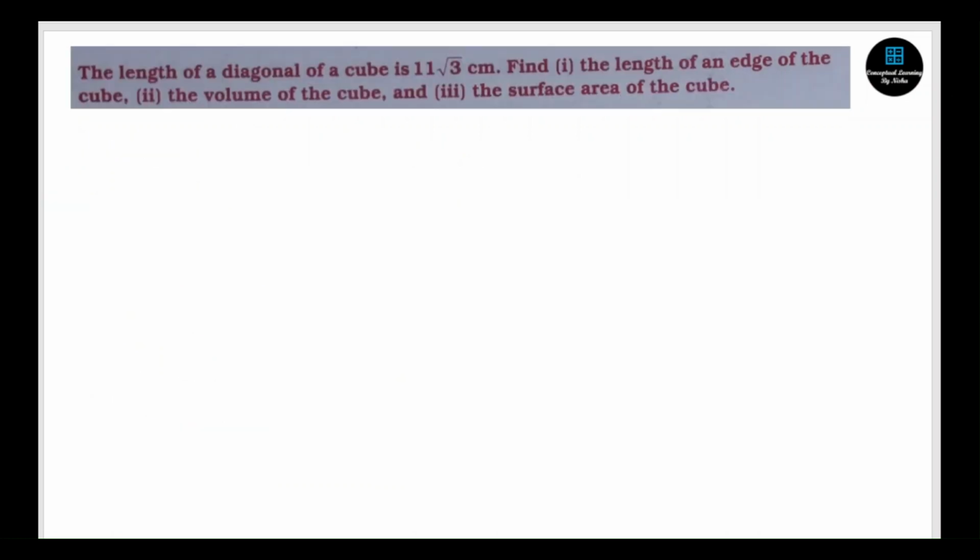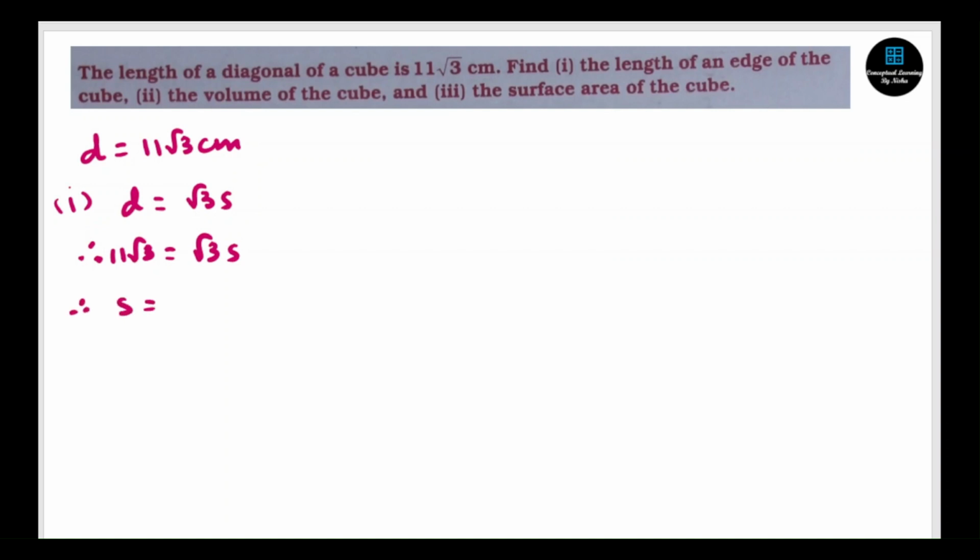Now a very interesting question. We are given the length of the diagonal, which is 11 square root 3 centimeter. You have to find the length of the edge of the cube, volume and surface area. Okay. So the first answer, D is equal to, we know that it is square root of 3 times S. So what I can say, 11 square root 3 equals square root 3 S, and we can say that S is equal to 11 centimeter. So we got the first answer.